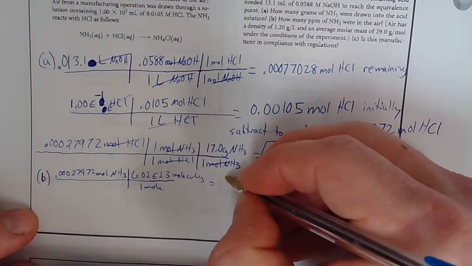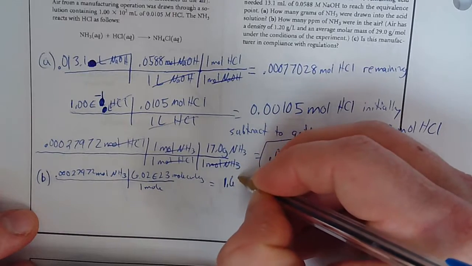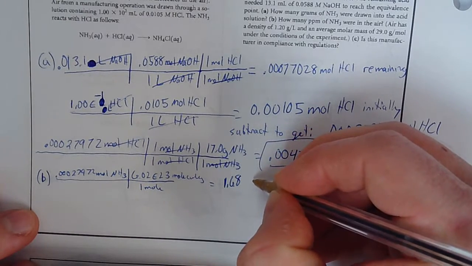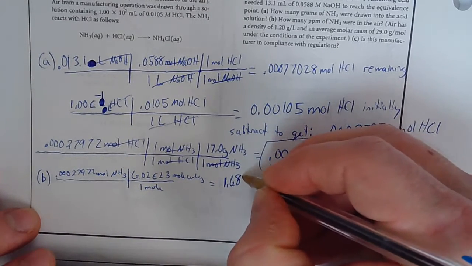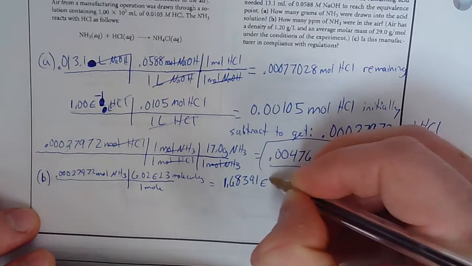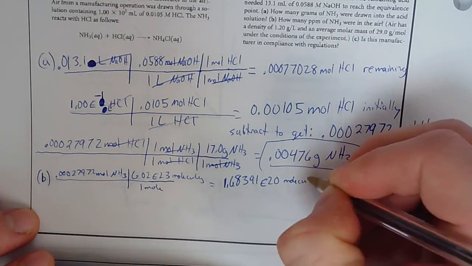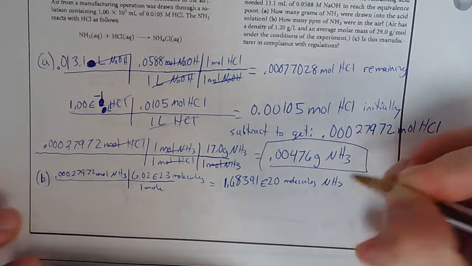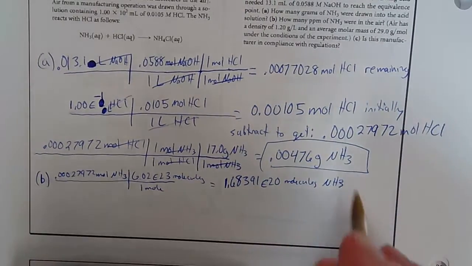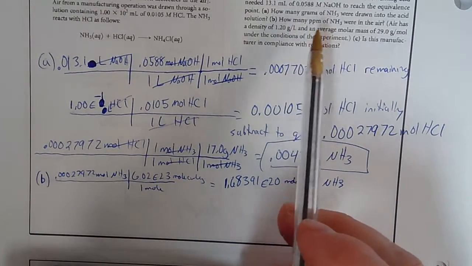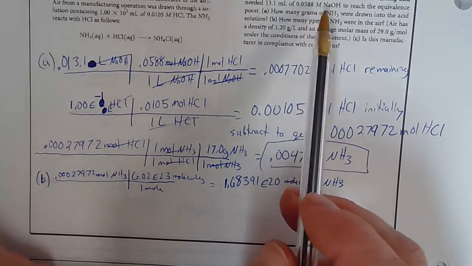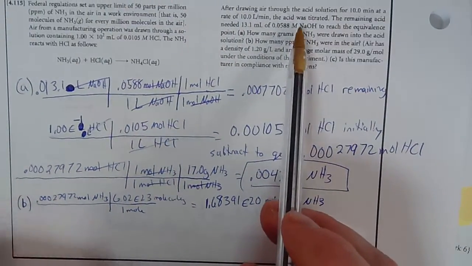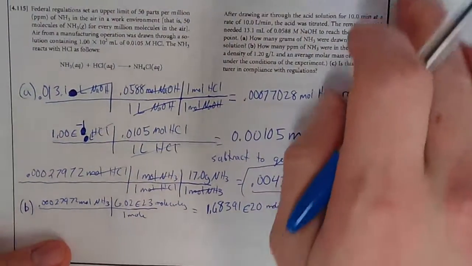All right, and I got 1.68391 something, E20. It's a lot of molecules, right? Okay, and let's see. They told us that the challenging part of this is going to be figuring out how many molecules of air went through this thing.